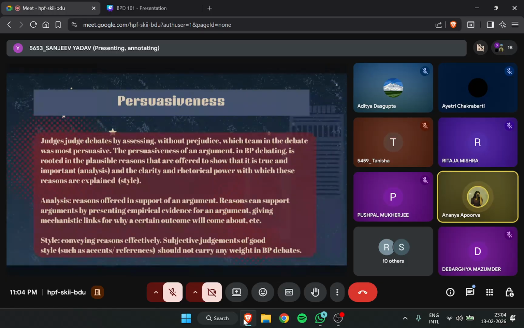So analysis and style are two very important things that go hand in hand. When you tell me about the plausible reasons of some argument, you have to do that with a lot of clarity so that the judge can actually understand whatever you're trying to convey. That is all for persuasiveness, analysis and style.